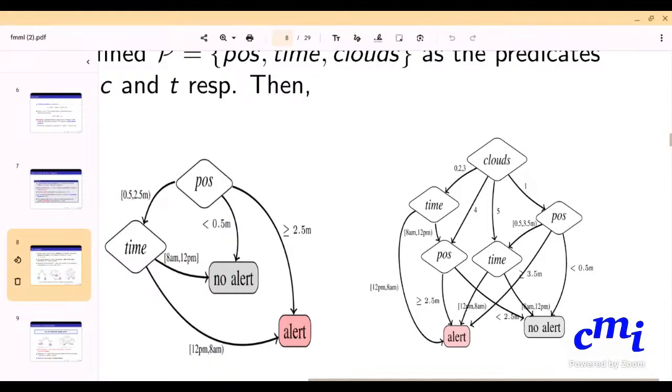So why do they define it as a predicate? That's a little bit confusing. They keep on mentioning it's a multi-valued predicate.